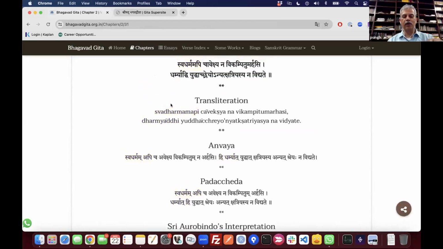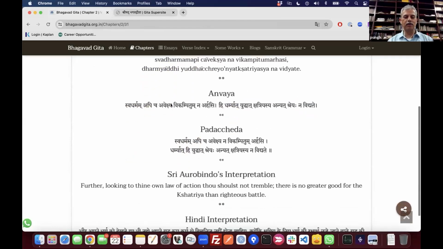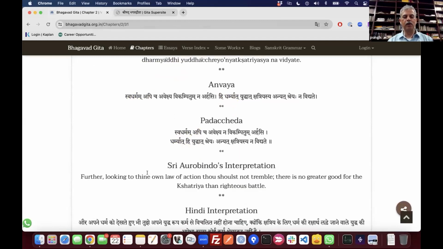Yeah, that's beautiful. We can go down to Sri Aurobindo's interpretation. That's really beautiful. Further, looking to thine own law of action, thou shouldst not tremble. Now, Sri Aurobindo is the only one who has used tremble for vikampitum. Others don't use tremble. But I think this is correct, because actually he was trembling. For looking into your own law of action, you should not tremble. There is no greater good for a Kshatriya than righteous battle.